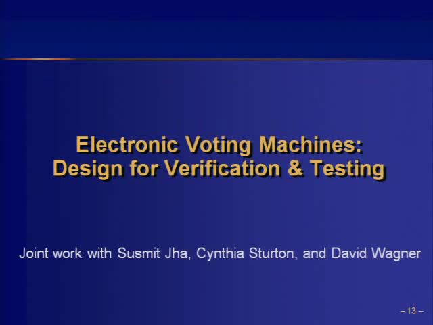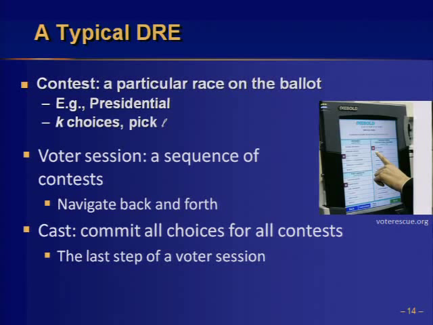So to recap, a typical direct recording electronic voting machine implements the capability to go through a sequence of contests. Each contest is a race. It's basically a choice where you have to pick L out of K choices. So for instance, in the contest for president, L is 1, so you pick 1 out of some number of options. And a voter session is a sequence of contests, so a voter would navigate back and forth between different contests, possibly changing their choices. And at the end, they decide that they're happy with what they have, and they decide to cast their vote. And that's the last step of a voter session.